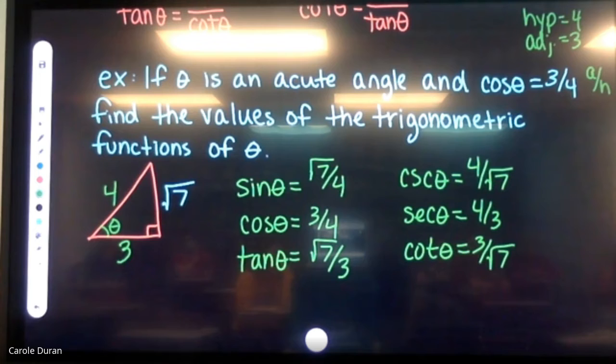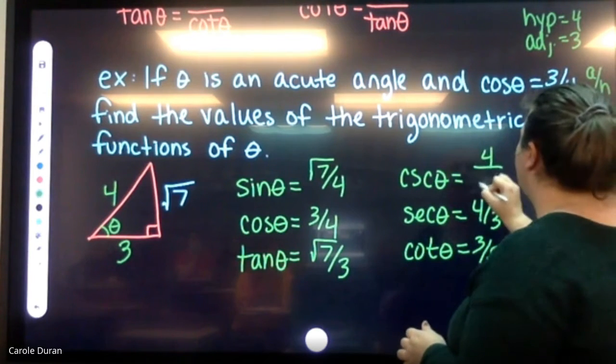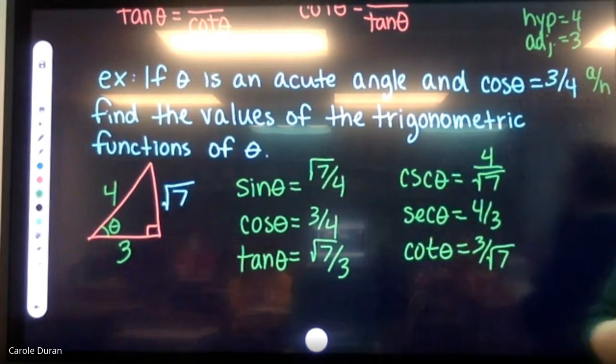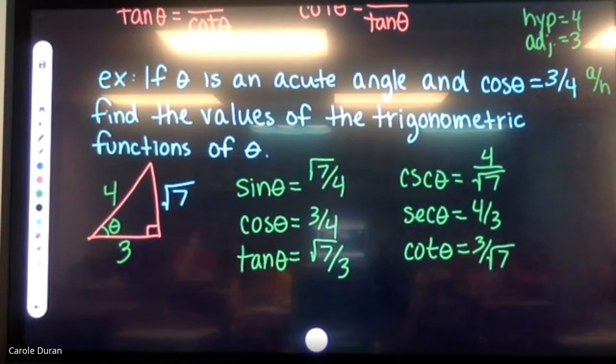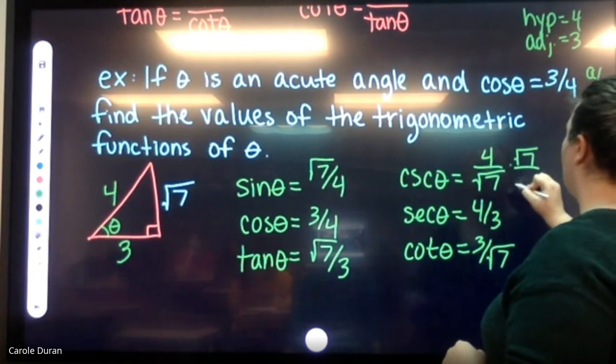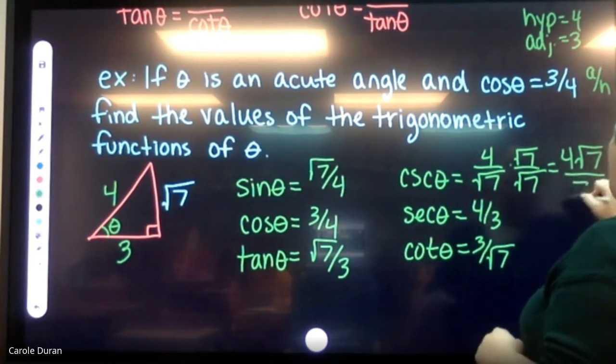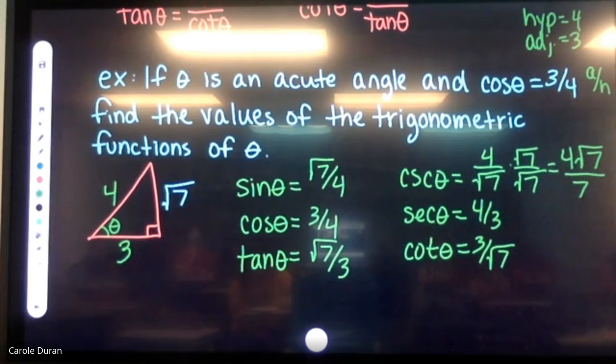We never leave a radical in the denominator. So for cosecant and cotangent, I need to rationalize these fractions. I'm going to go ahead and rewrite it so that we can more easily see what we're doing. So if I have 4 over root 7 and I want to rationalize this, what am I going to multiply the top and bottom by? Square root of 7. When I do, I'm left with 4 root 7 over 7, and that is perfectly fine.